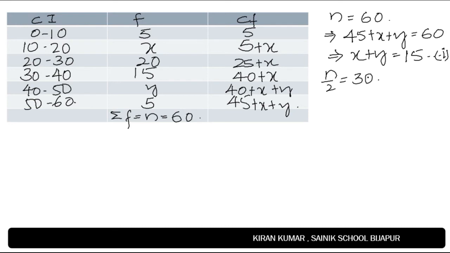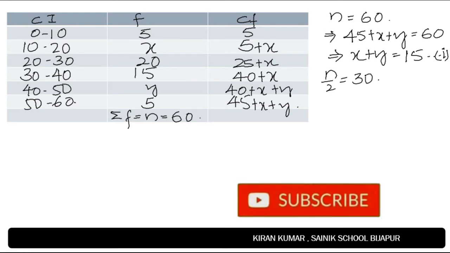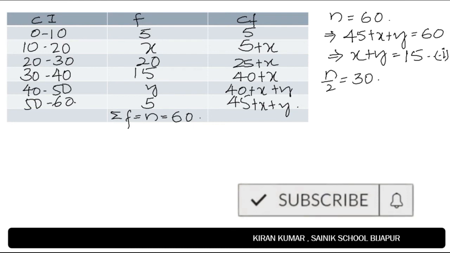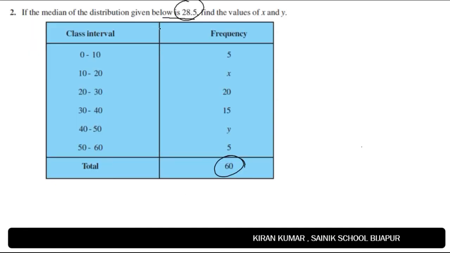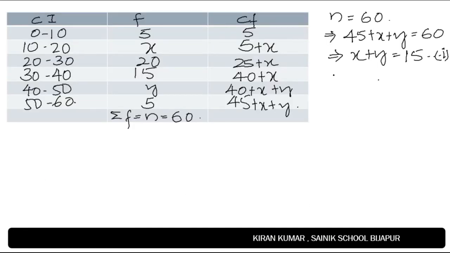Which particular cumulative frequency is almost greater than 30? That we need to identify. For that, we can make use of common sense. They have given the median as 28.5. So median is 28.5. This means that the class interval must be 20 to 30.